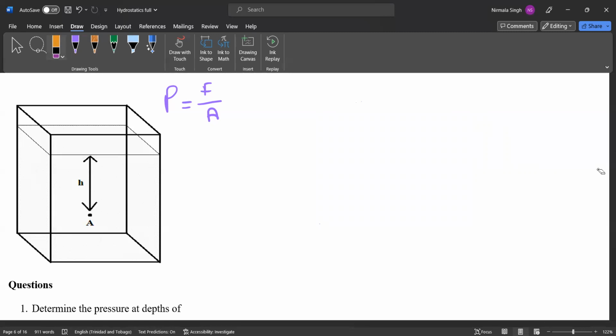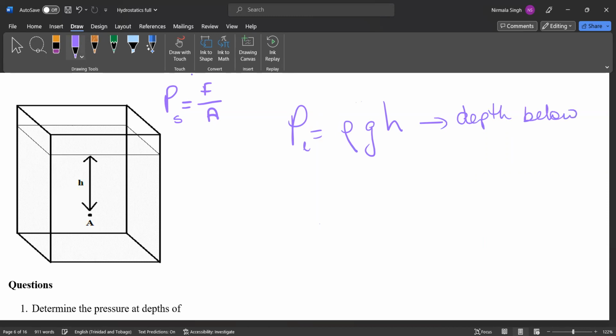So we have here for pressures in a liquid, this is in your solid, this is in your liquid, is rho by gravity by height. And your height here is actually depth below your surface.